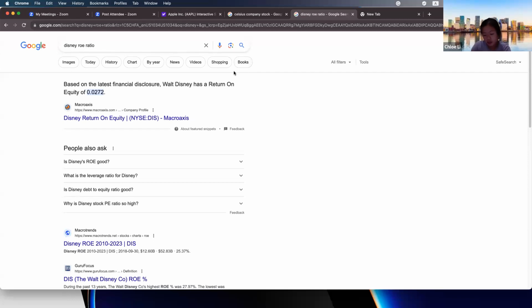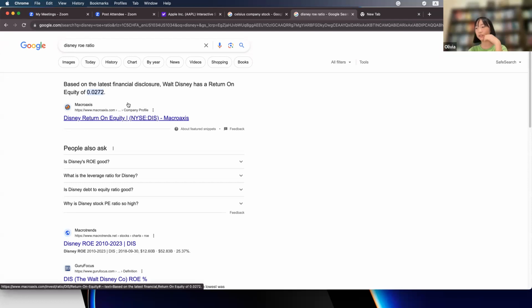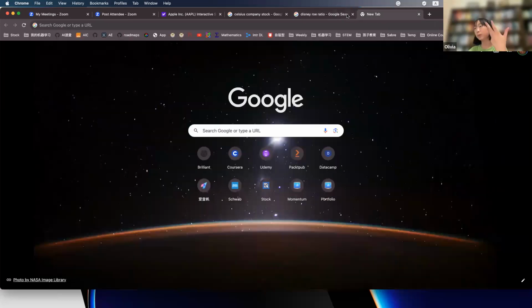According to filmvids.com, Disney's ROE is 2.30%. Yeah, I just searched it up. That's basically what I got, around 0.027. It's the same thing sometimes. They just haven't updated it yet. But it's around the same thing, around 2.3, 2.7%.